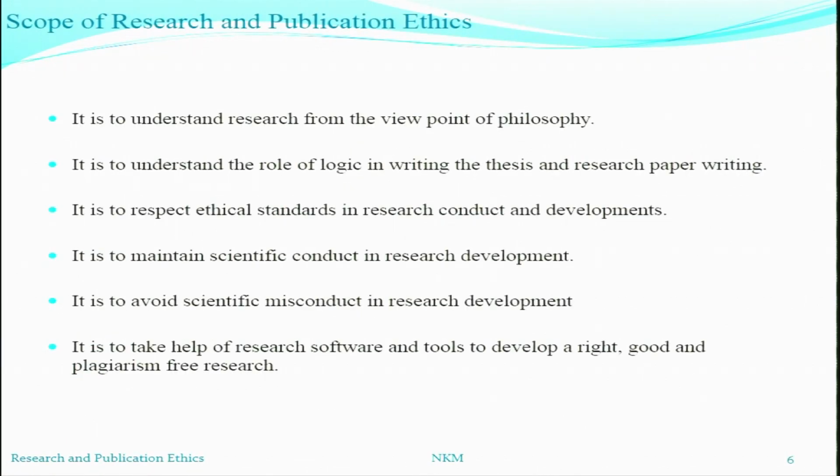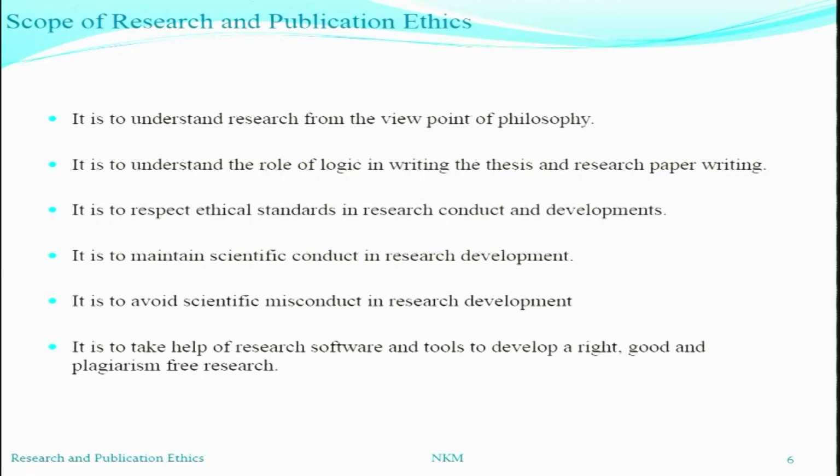So, let us talk about the scope of research and publication ethics. As we know, research and publication ethics is very necessary for all kinds of research and development activities taking place across the whole world. In the last 2-3 decades, we have acknowledged many cases of plagiarism and many unethical practices prevailing in research and development. So, to avoid these unethical practices and produce quality research and development, we need to understand how research and publication ethics can be really important as a subject to study for all research scholars.